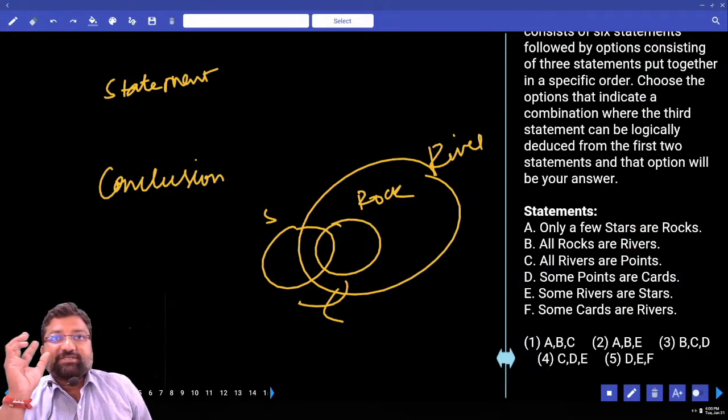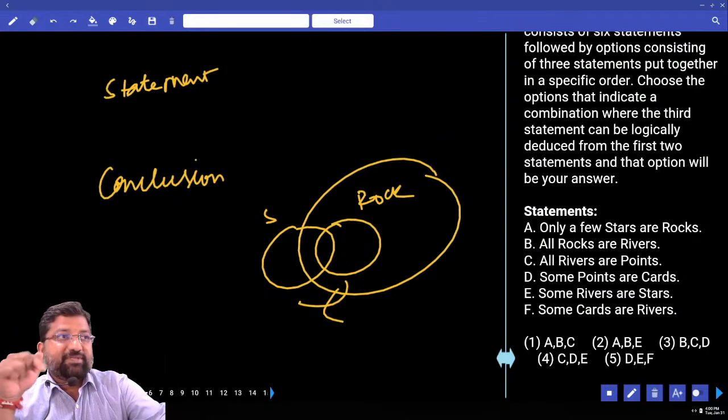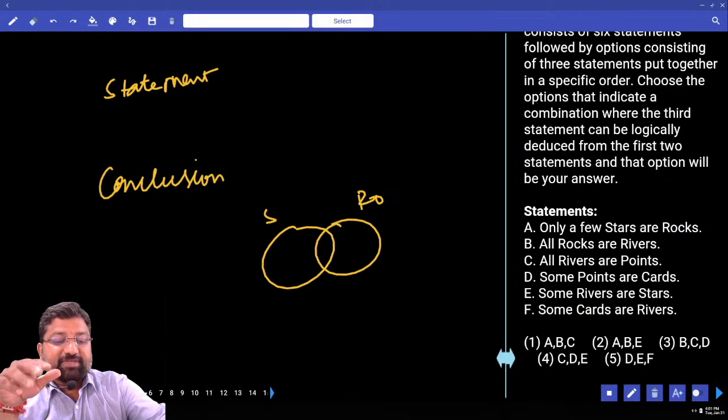But if you don't understand this question, it becomes very complicated. And don't draw diagrams for every option. Look at the way that I have taught you. Check only the way that I have taught you, and then try to get the answers.